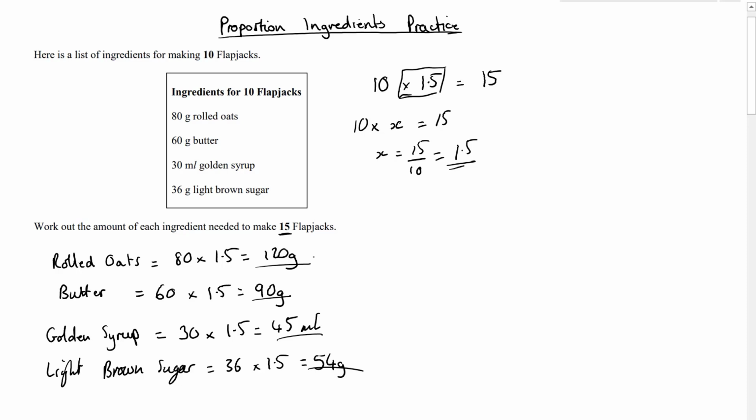We need 120 grams of rolled oats. We need 90 grams of butter. We need 45 milliliters of golden syrup. And 54 grams of light brown sugar.